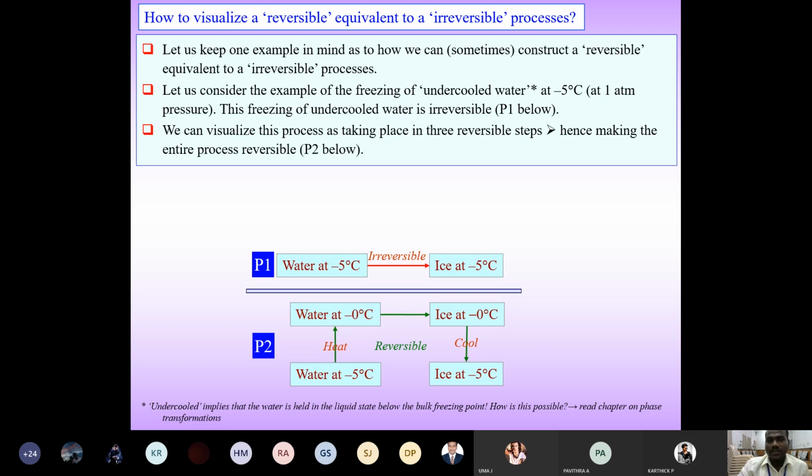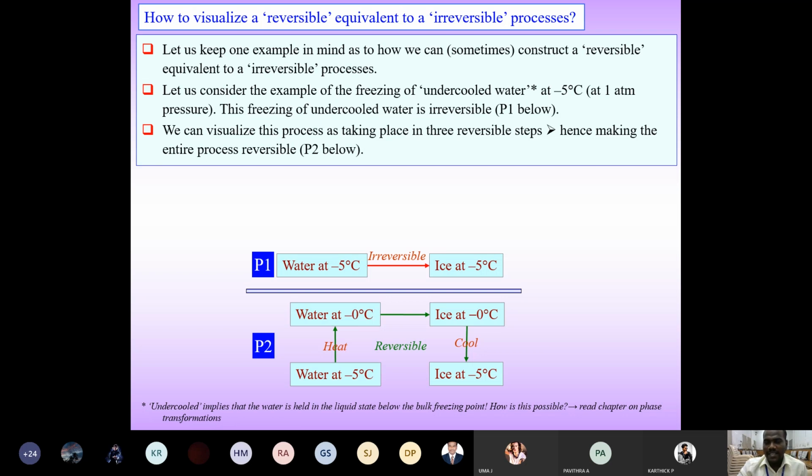The freezing of undercooled water is irreversible. At -5 degrees Celsius, we can have water, and also at -5 degrees Celsius, we can have ice. So this process is irreversible. How? We can't change the state, we can't change the phase immediately.